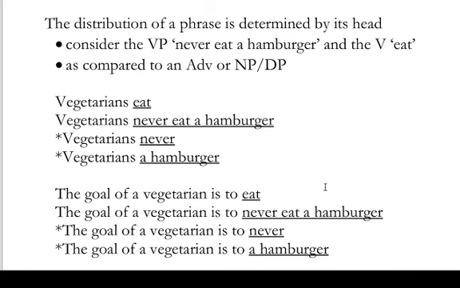Compare this again to the other elements in the phrase. You can't put the adverb in this context. It's ungrammatical. The goal of a vegetarian is to never. Doesn't work. You can't put the determiner or the noun or both of them in this context. The goal of a vegetarian is to a hamburger, right? Not a grammatical sentence of English. So again, the distribution of this phrase, never eat a hamburger, mirrors the distribution of one of the elements inside it, eat, in a way that it doesn't mirror the distribution of these other elements, the adverb, the determiner, or the noun. That's why it's a verb phrase.